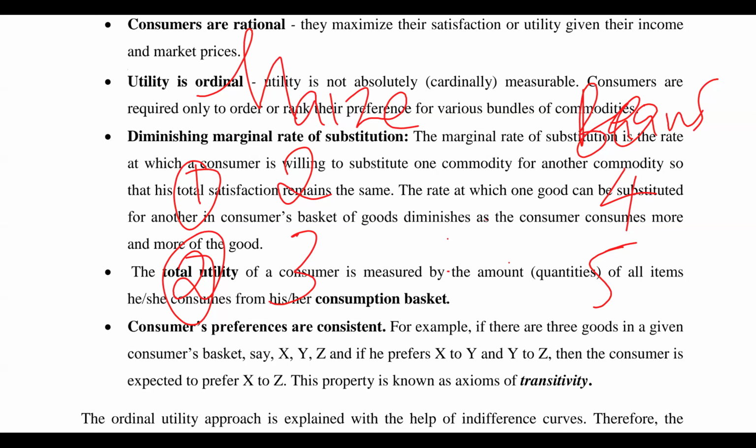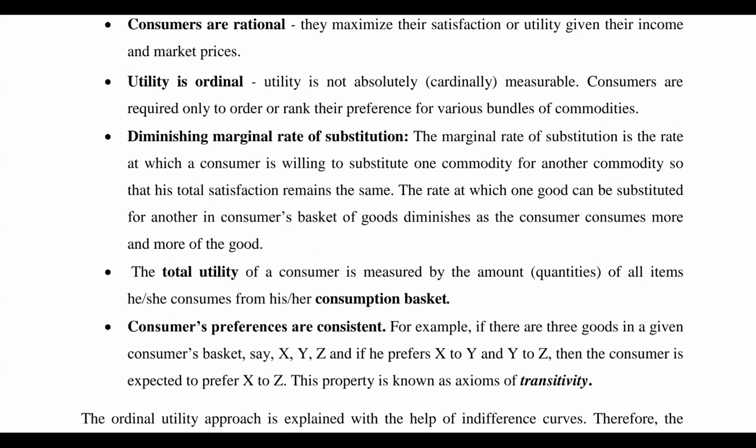So now, what you can do here is just rank the bundles. Say this combination, the first one, gives me more satisfaction than the later combination, or this combination gives me more satisfaction than the other. So that's the conversation we are trying to hold. You can't really cardinally measure utility.